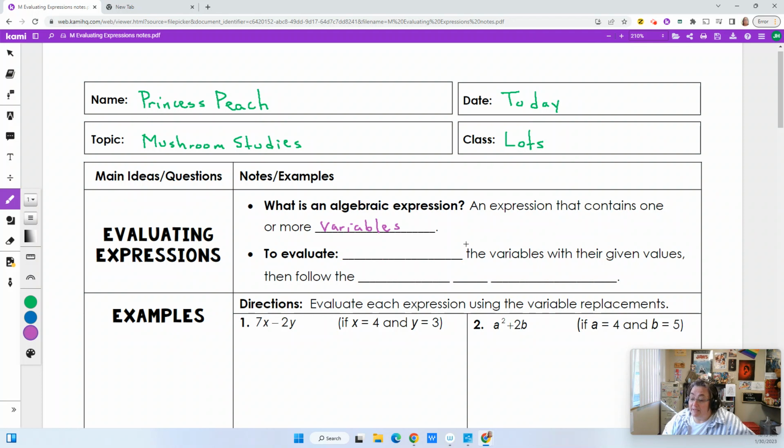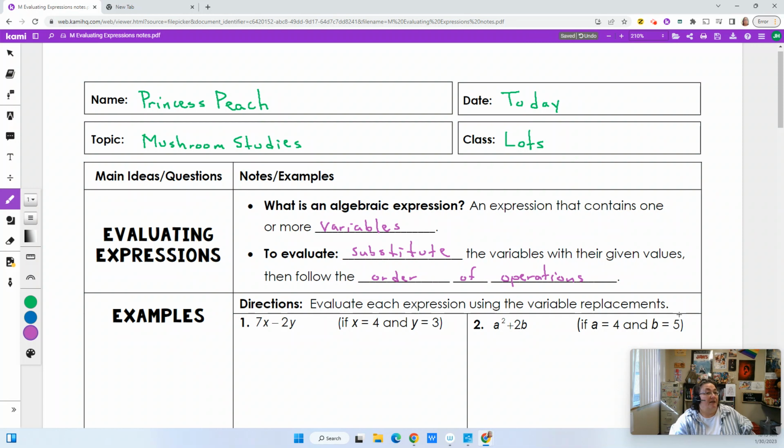To evaluate, we substitute the variables with their given values, and then we follow order of operations to solve. Anytime you see the word evaluate in math, it means we are going to give you some type of value and you are going to plug it in somewhere. I mean, that's literally what it always is going to mean.